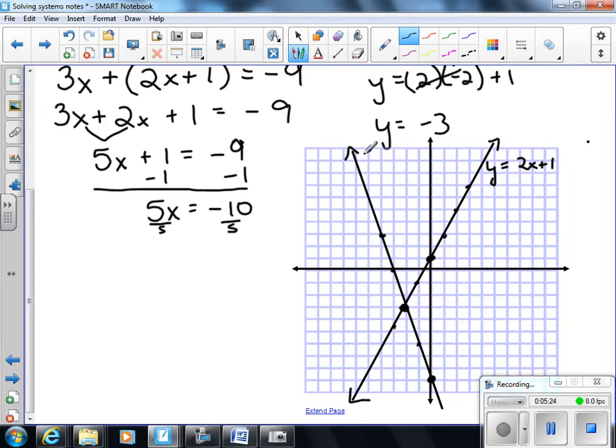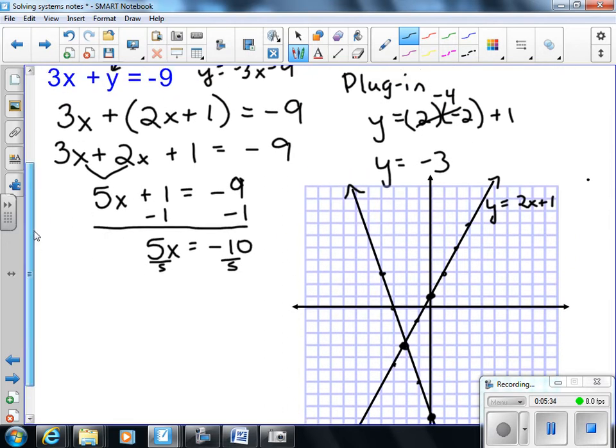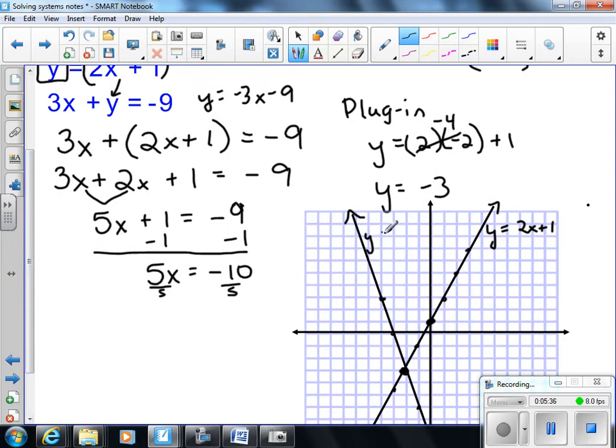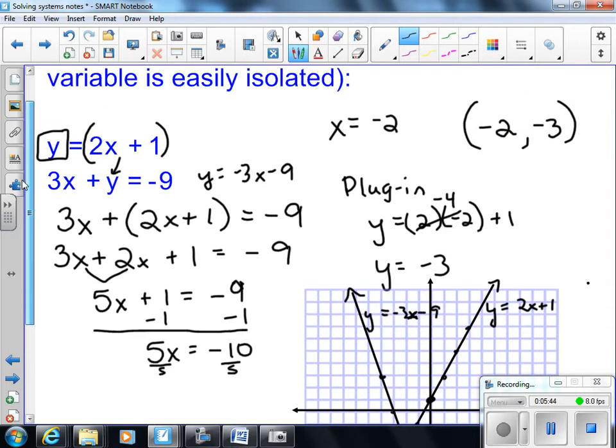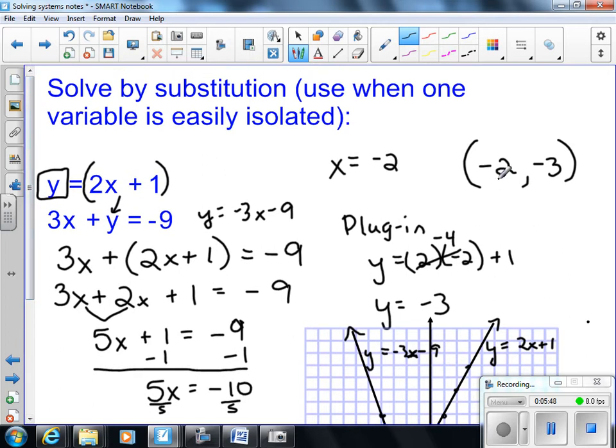So see, this is just another way of doing the same thing that we did yesterday. It's just called a substitution method. And a lot of times graphing can be very time consuming. Would you agree with that? This is negative 3x minus 9. So we can still find that the solution to this system, no matter if I use graphing or the substitution method, is negative 2, negative 3.